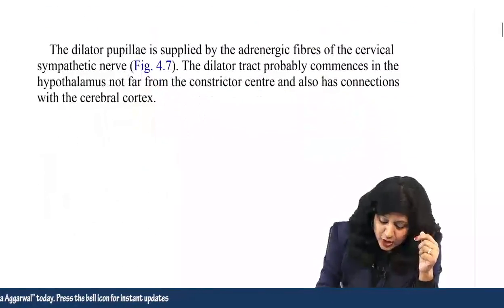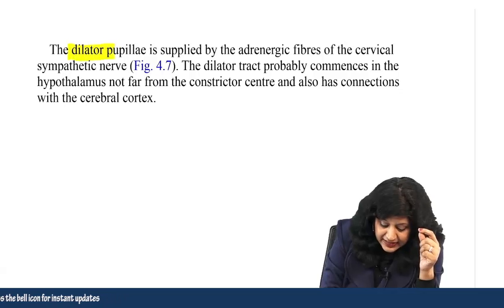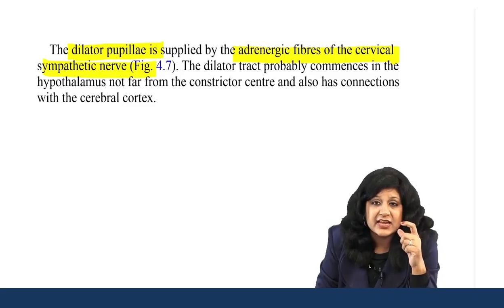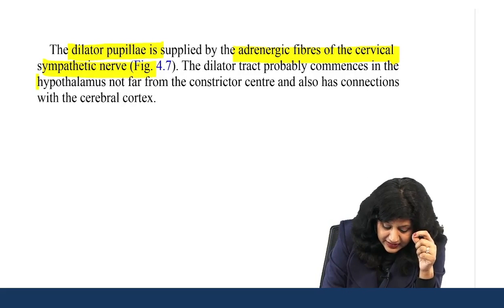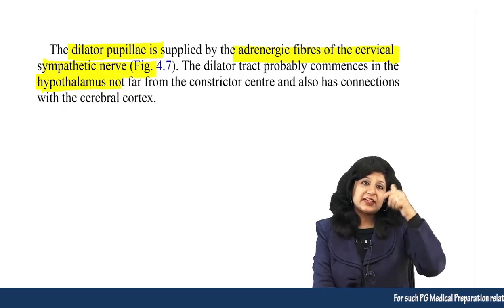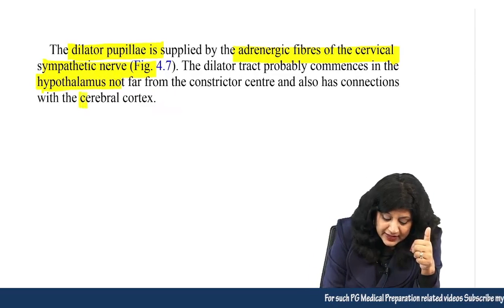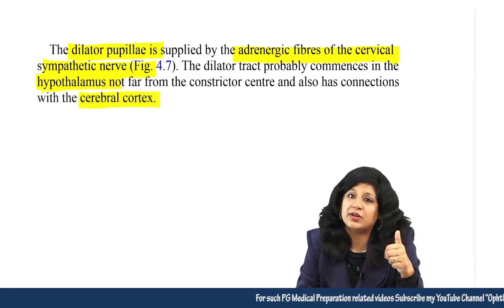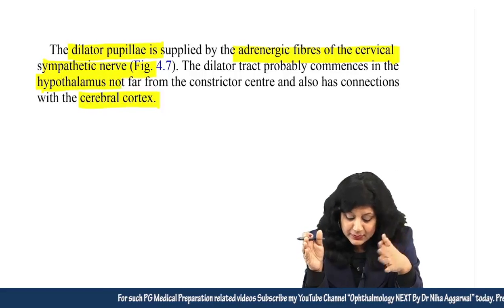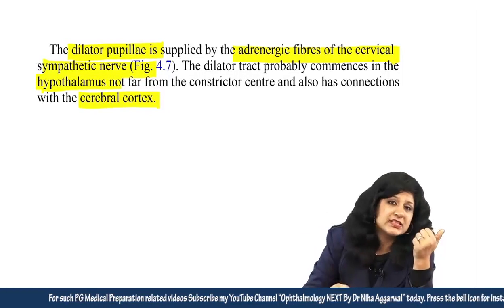Now, if I talk about the dilator pupillae, it is supplied by the adrenergic fibers of the cervical sympathetic nerve, and this dilator tract starts in the hypothalamus. Though it starts from the hypothalamus, it also has connections with the cerebral cortex. So this is again an important thing: though it starts from the hypothalamus, it also has connections with the cerebral cortex.